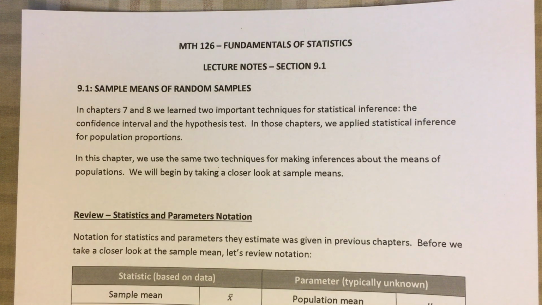In those chapters, we applied statistical inference for population proportions. So every problem that we did in Chapter 7 and Chapter 8, we were thinking about percentages or population proportions. In this chapter, we're going to use the same two techniques: confidence intervals and hypothesis tests. Before we do that, we're also going to talk about our central limit theorem. But instead of making inferences about our population proportions, we're going to be talking about the means of our populations.